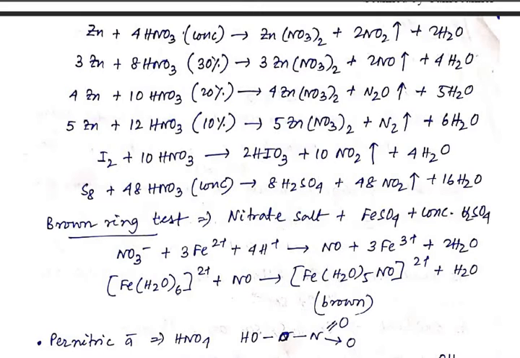So if the sulfate is there, if we are using FeSO4, that is the ferrous sulfate, then the brown ring that actually forms is due to the presence of [Fe(H2O)5NO]SO4, and the IUPAC name of that ring is pentaaquanitrosoiron(II) sulfate.